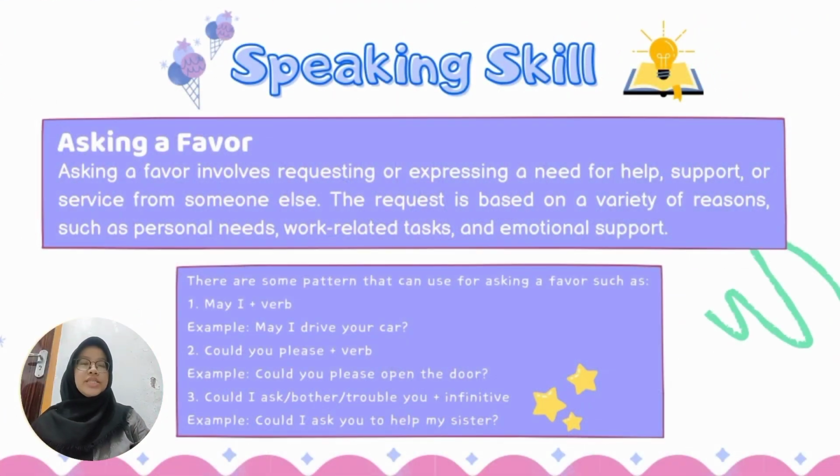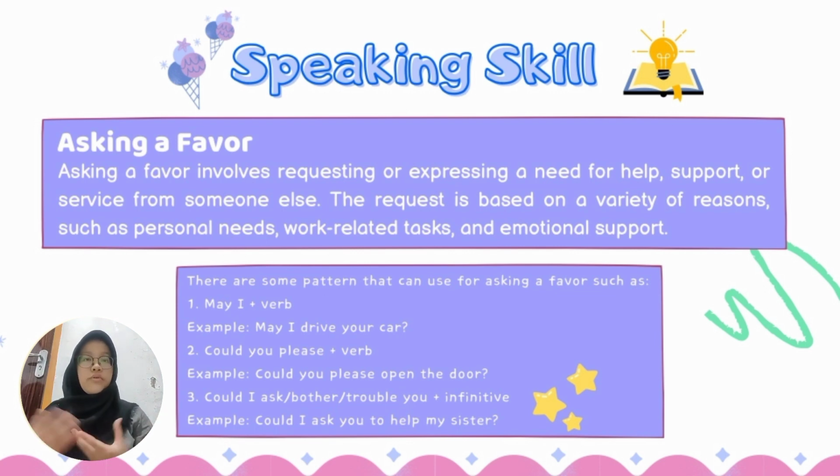Alright, the next material is related to speaking skill. So what is the material that is related to speaking skill? Now we want to learn about acts of favor. So what is acts of favor? Everyone, acts of favor refers to requesting or expressing a need for help, support, or service from someone else, and the request is based on a variety of reasons such as personal needs, work-related tasks, and also emotional support. And how can we use acts of favor in our environment?